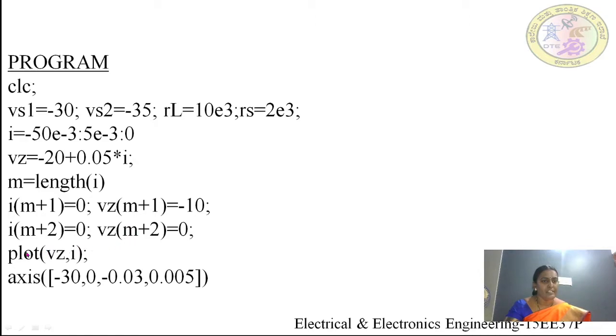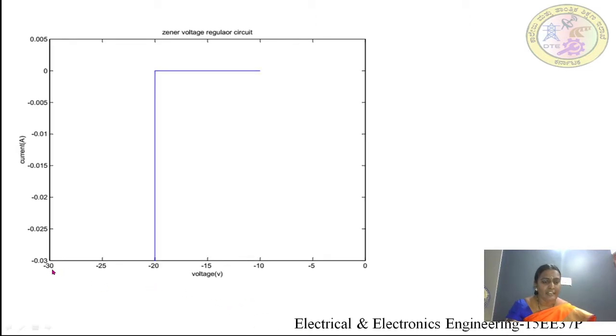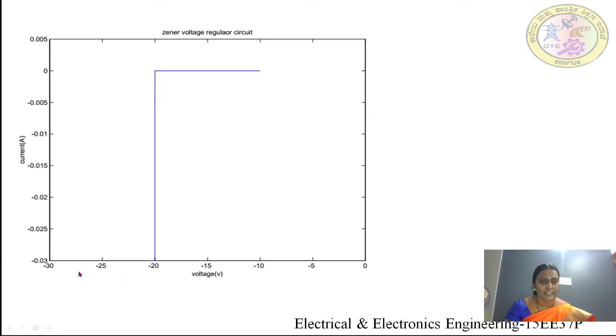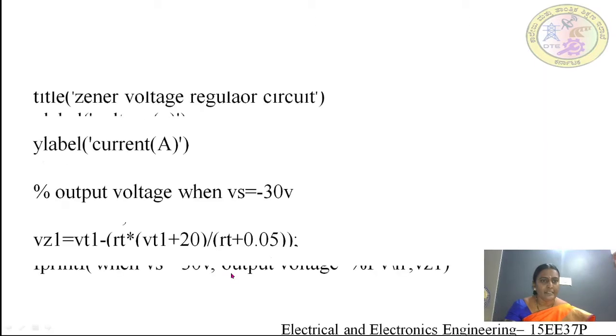After locating those 2 points, we are plotting the graph of Vz and I. The x-axis starts from minus 30 and ends with 0, and similarly the y-axis starts from minus 0.03 and ends at 0.005. The limits of the x-axis and the limits of the y-axis are given in the program, and that is there in the graph.